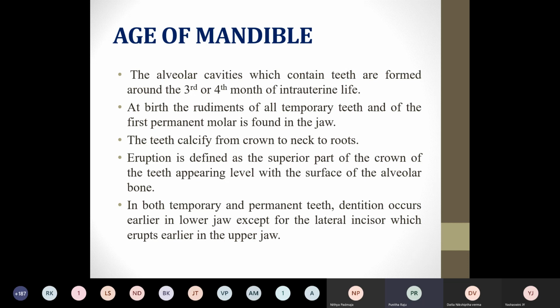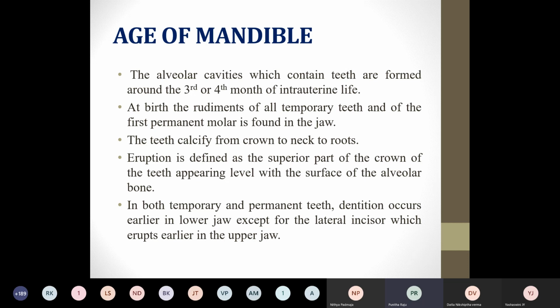Next, what do you mean by eruption? Everybody tells whether the third molar has erupted or whether the premolar has erupted. So what do you mean by eruption? Eruption is defined as the superior part of the crown of the tooth appearing level with the surface of the alveolar bone. Alveolar bone is nothing but the maxilla and the mandibular bones. So once you say the tooth is erupted, it means it should be at the level of the alveolar bone. That is called eruption.